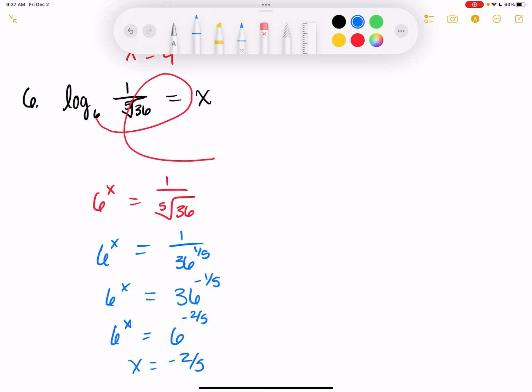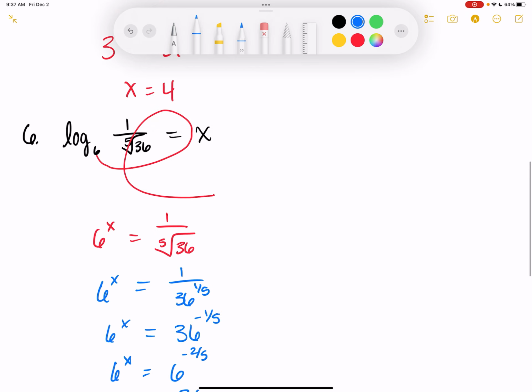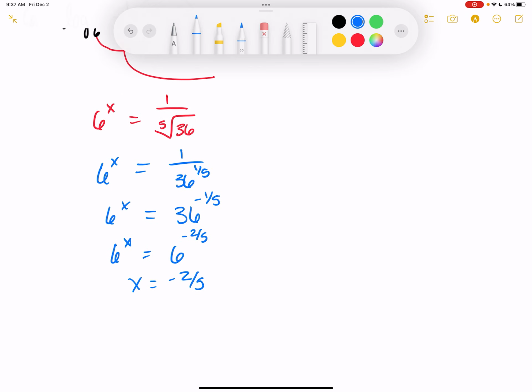Now, you could have chosen to rewrite this right away to use this property, but I think it's easier to see it like this. And honestly, that's probably the most confusing one of them all. So if you're thoroughly confused, don't stress over that one too much.